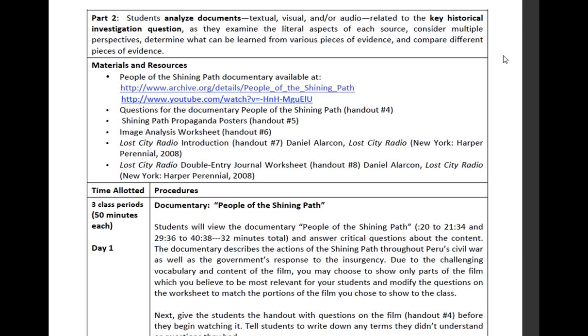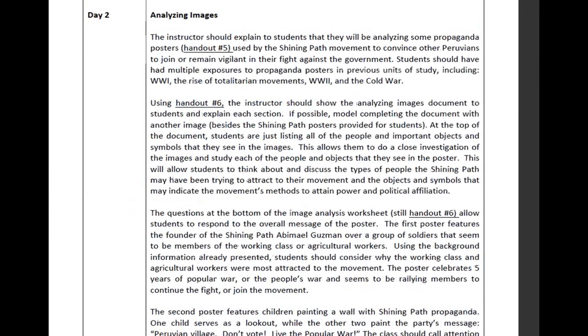Okay, so the documentary, to explain both the origins and the significance of the Civil War in Peru, is an essential part of students understanding what's going on here. Okay, the next part, and again, even if you're not using this Lost City Radio book, the structure is the same in each of the lessons.